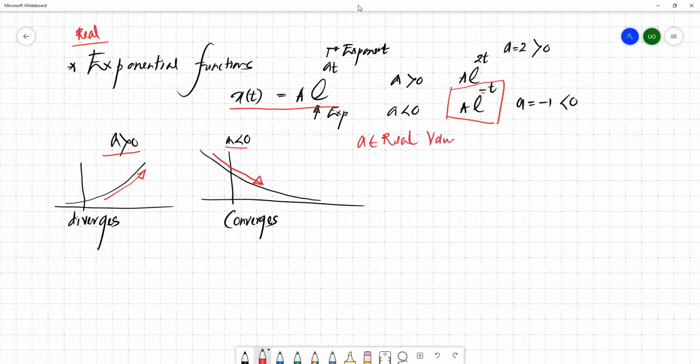A is the amplitude. For example, we know that e to the power 0 is 1, so then here the value is a. Once a is a positive value, you have this kind of trend. If a is negative, you have this kind of trend. Okay. So what about this function?